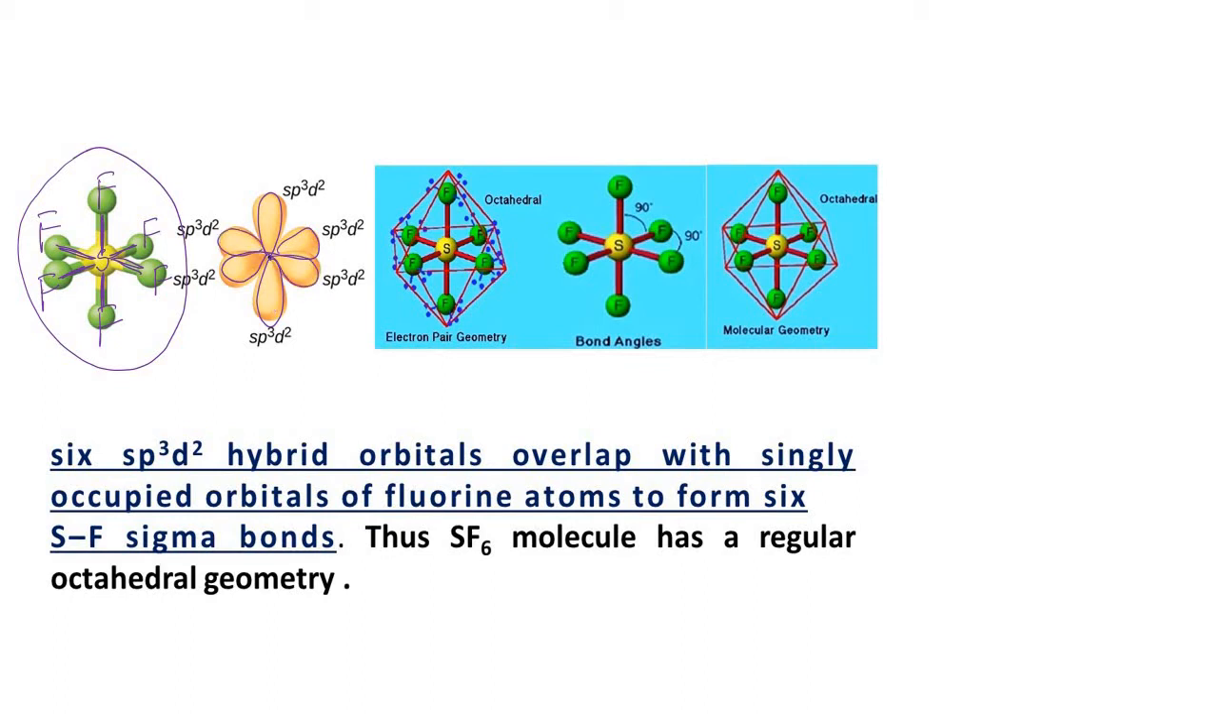Is it clear, students? So the electron pair geometry, if you see here, the central atom is sulfur. One bond with what? Fluorine here.